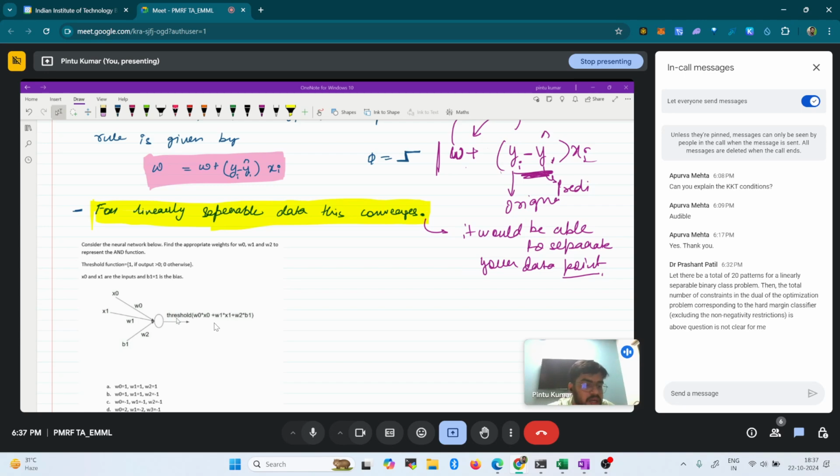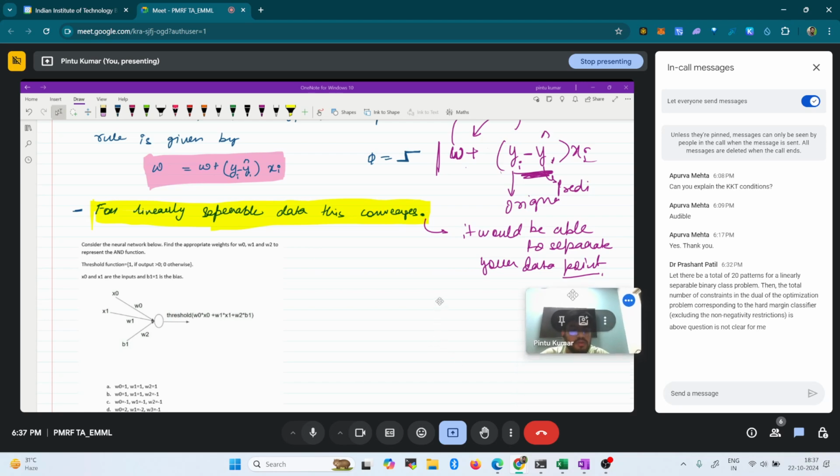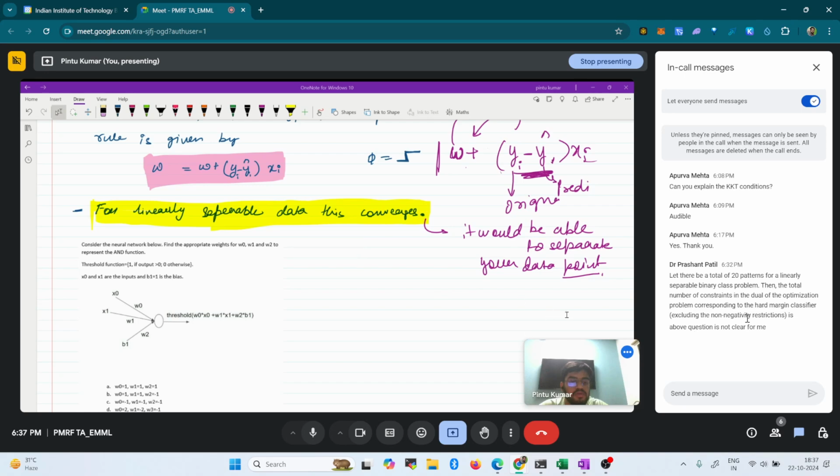Somebody had written some question, I sort of missed it. I'll look at that question. Let there be 20 patterns for linearly separated. I'll cover this question just in a while. I'll cover Dr. Prashant's question.